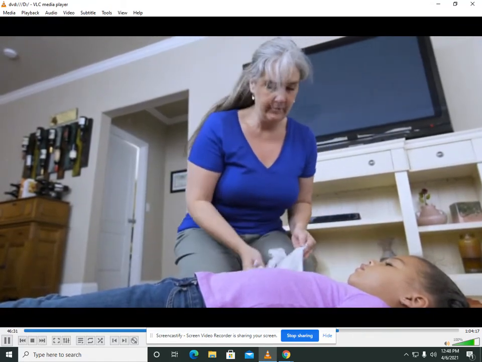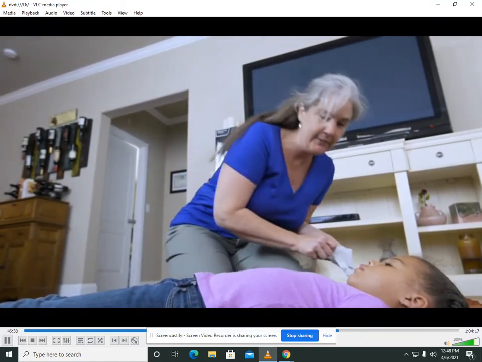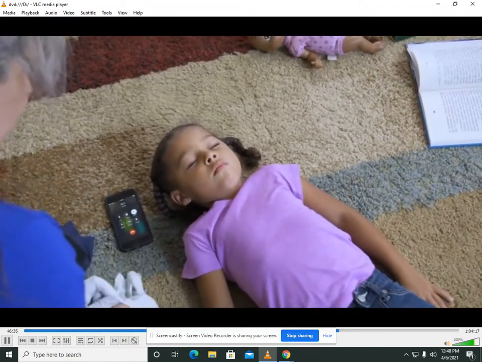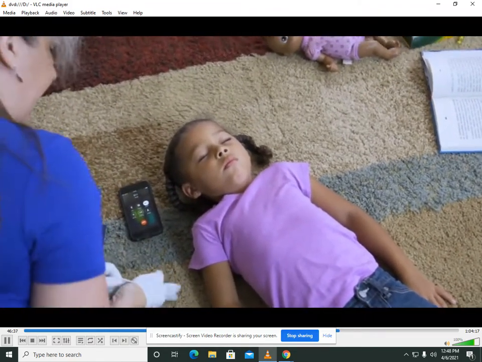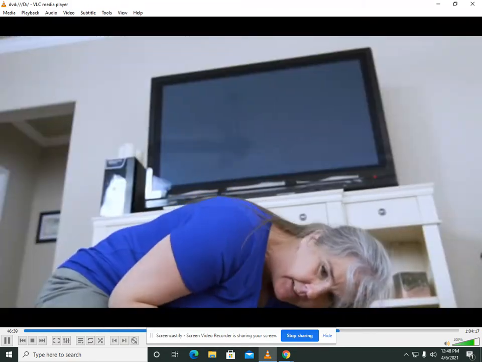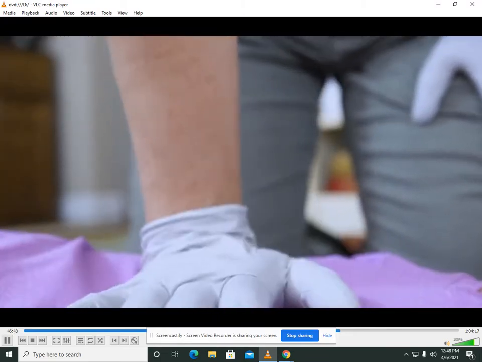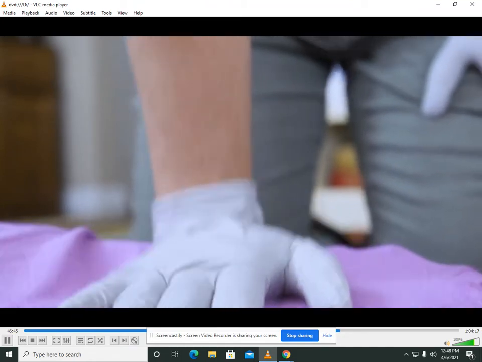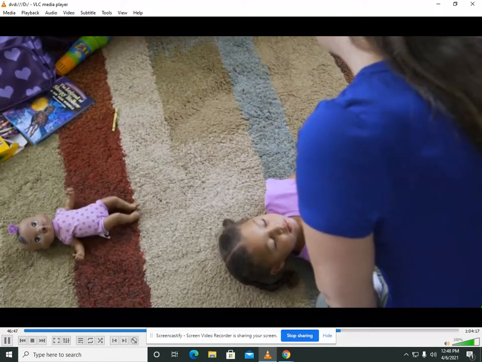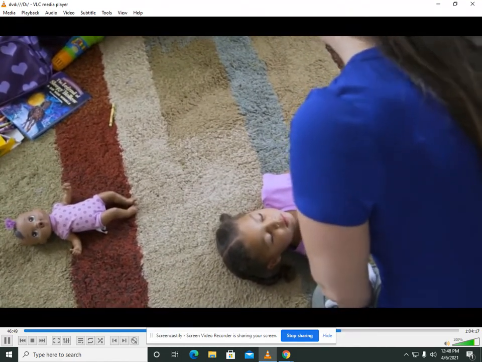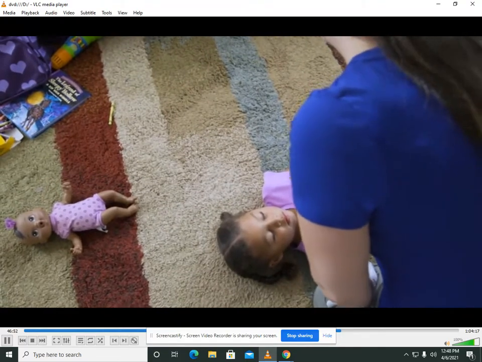911. What is your address? 414 Conde Drive. What is your emergency? I've got a little girl that I'm taking care of. She's not breathing. Do you know how to do CPR? Yes, I am. I've been trained. 1, okay. 2, 3. Continue with the CPR. We have units on the way now. 9, 10, 11, 12, 13, 14, 15, 16, 17, 18, 19.